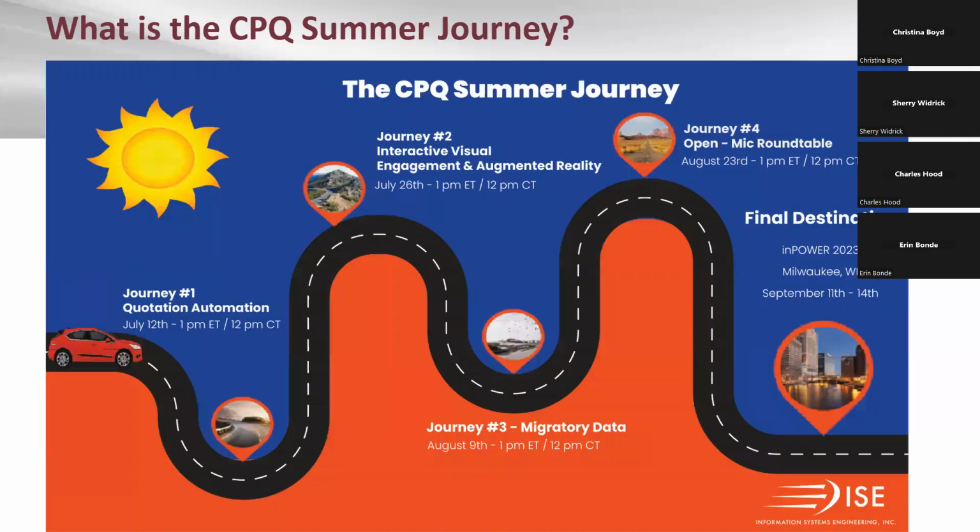So here we are in our journey. We are at journey number 3. We are focusing on what we call migratory data. In keeping with the theme of the journey, you can see we have our birds that migrate from one site to another, so we're taking that theme and building on it with our data moving from one point to another point. We've covered the first 2 sessions already this summer.